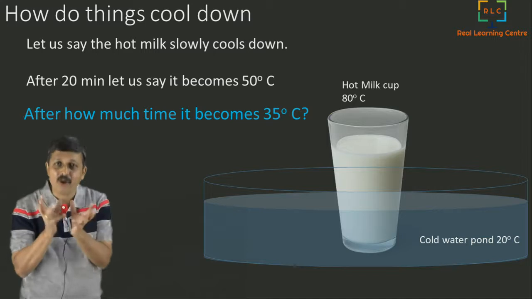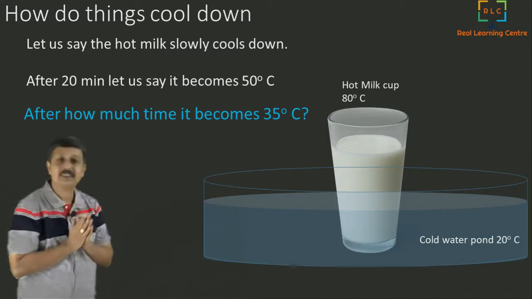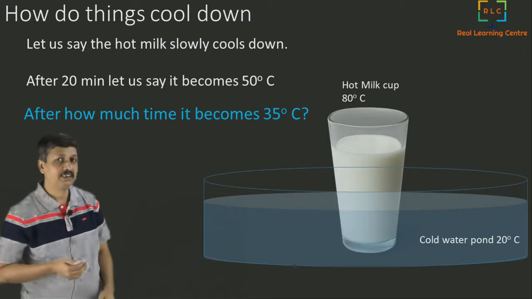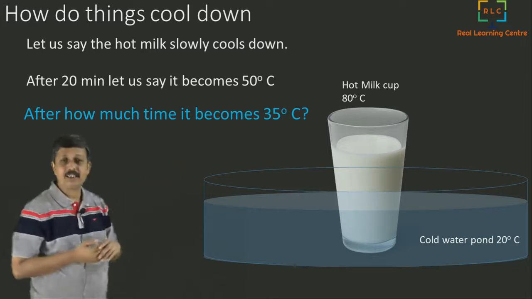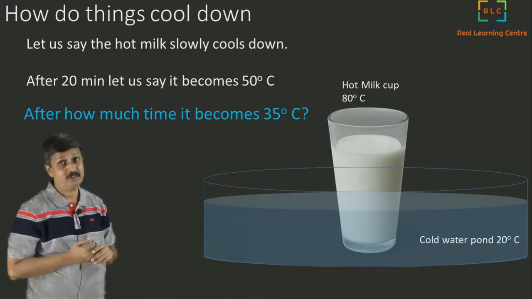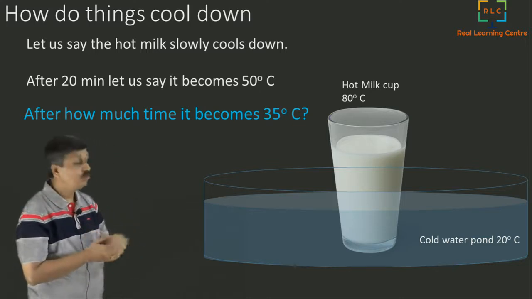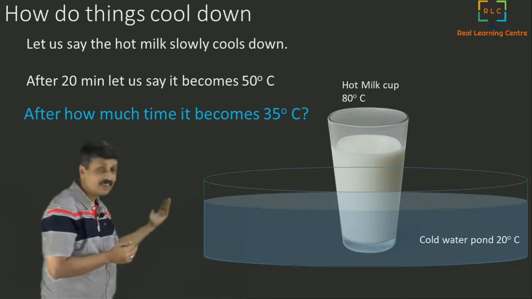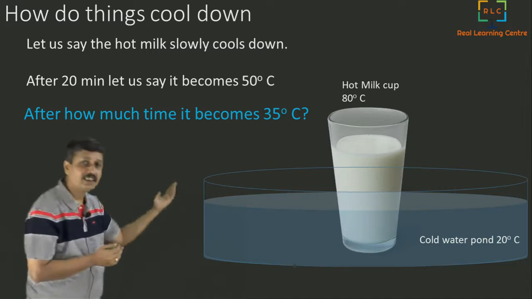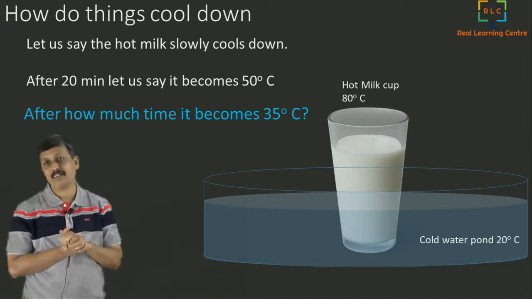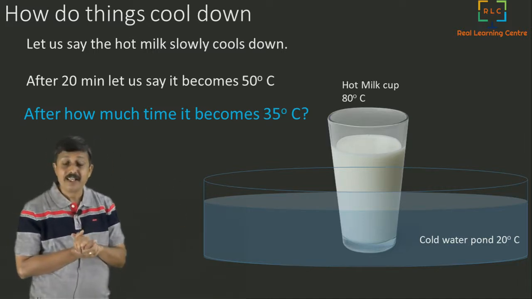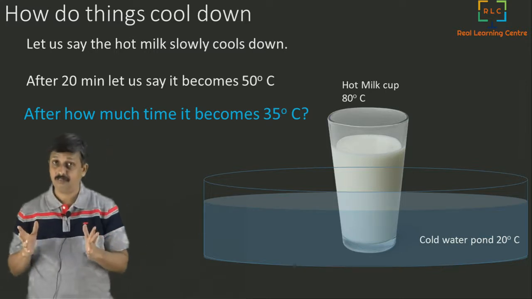Any intelligent boy will quickly look at it and use his ratio and proportion knowledge. 80 to 50, it came down in 20 minutes. That means 30 degrees it came down in 20 minutes. So to come down 15 degrees, half of it, which is 10 minutes. In another 10 minutes, it will come down to 35 degrees. But apparently, that is a wrong answer.